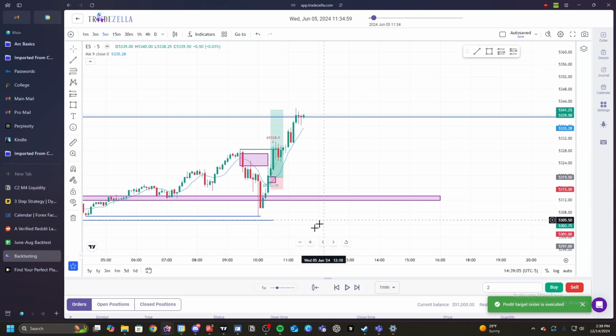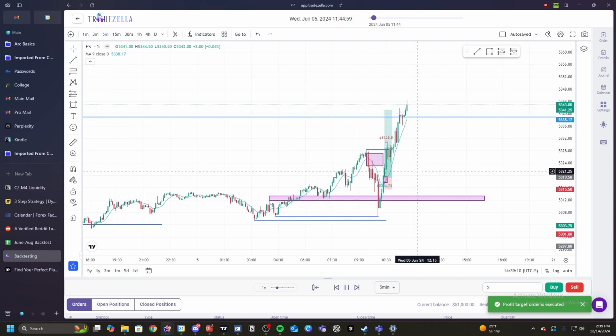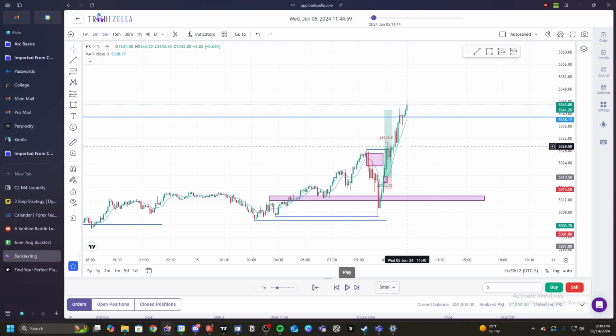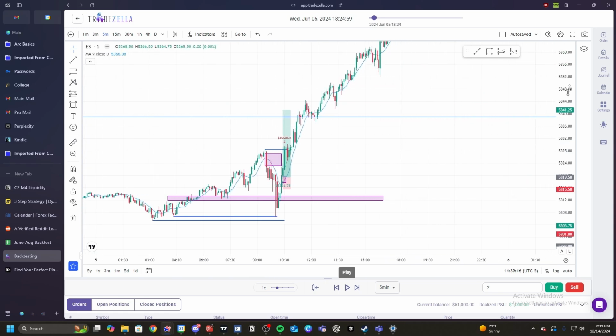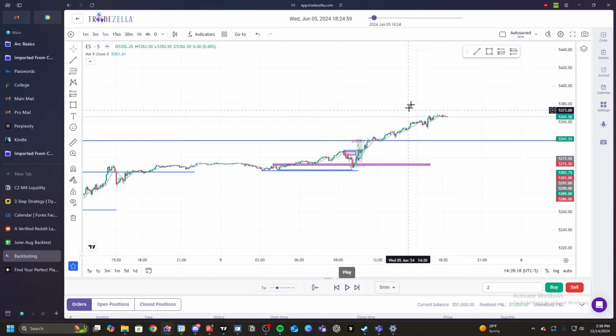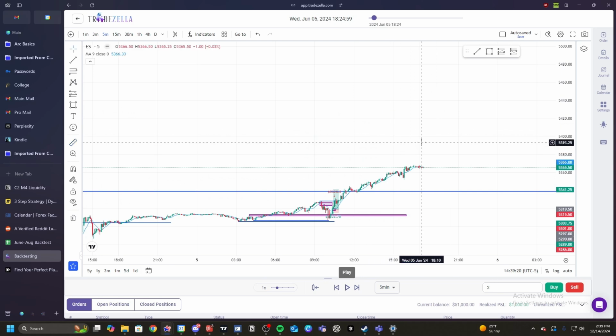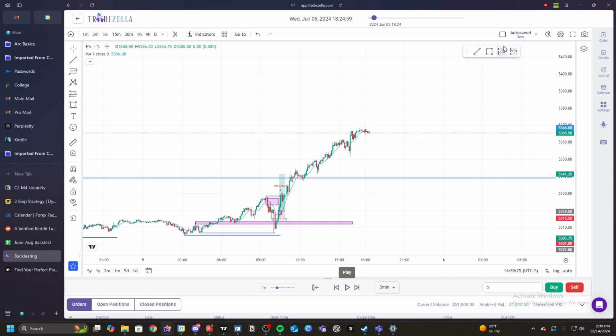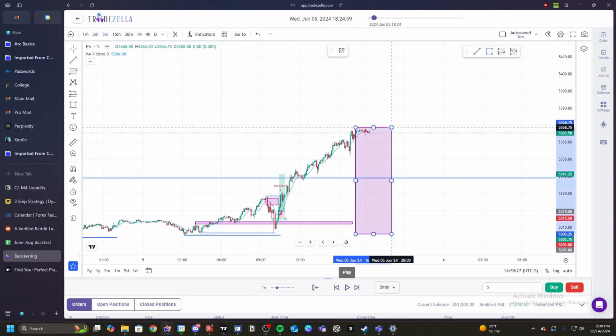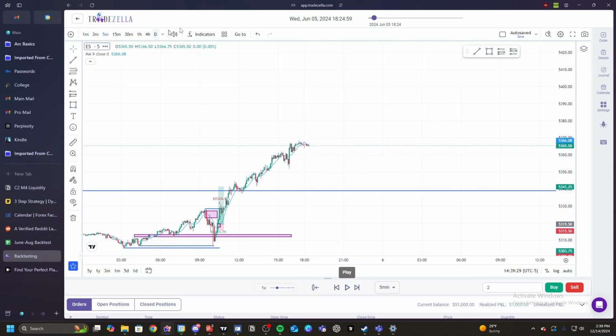I'm actually interested in seeing how this day plays out. It might just be an entirely green day. A daily candle would look something like this. That's pretty crazy, it would be green. Let's go to the next day.